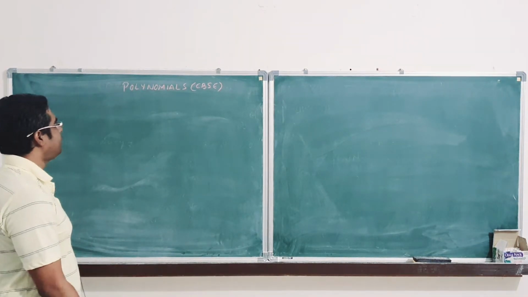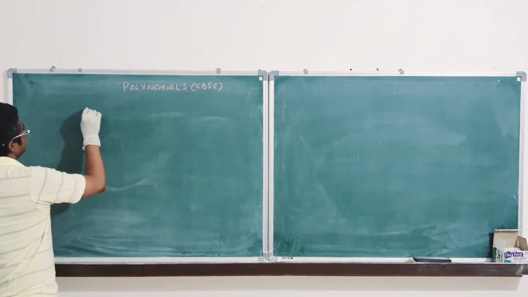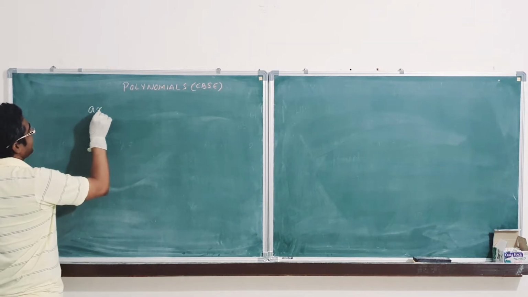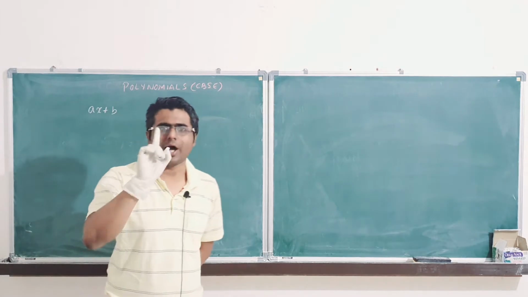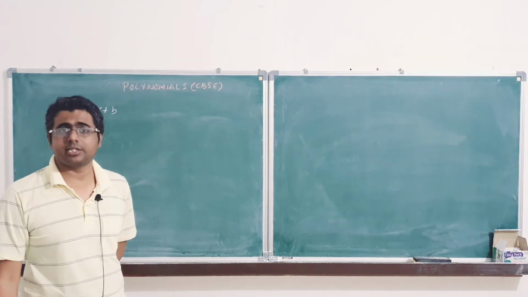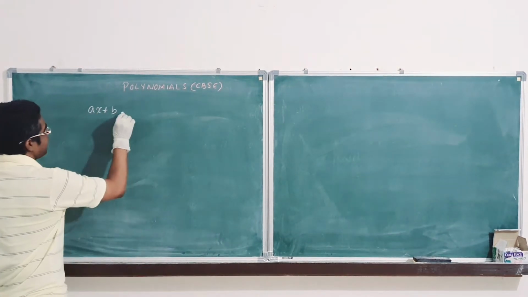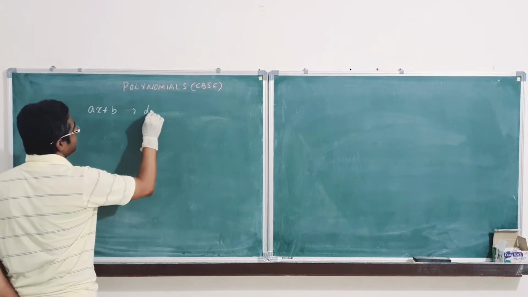So first of all we will be talking about polynomials. Suppose I have a polynomial like this, ax plus b. So here the degree of x is 1, correct? Degree of x is 1. So this type of polynomial is called a linear polynomial.